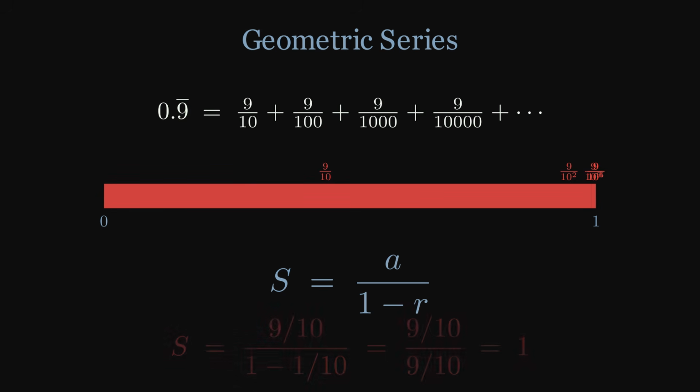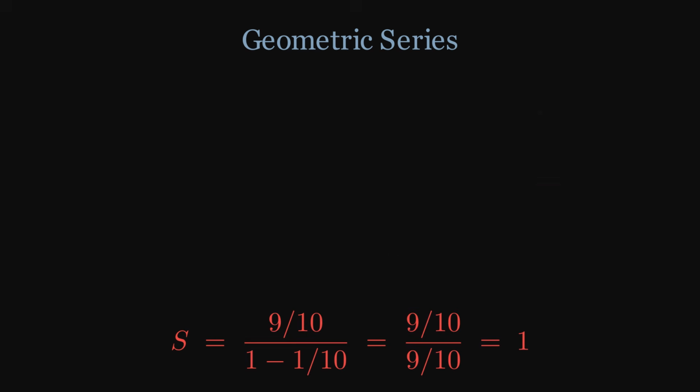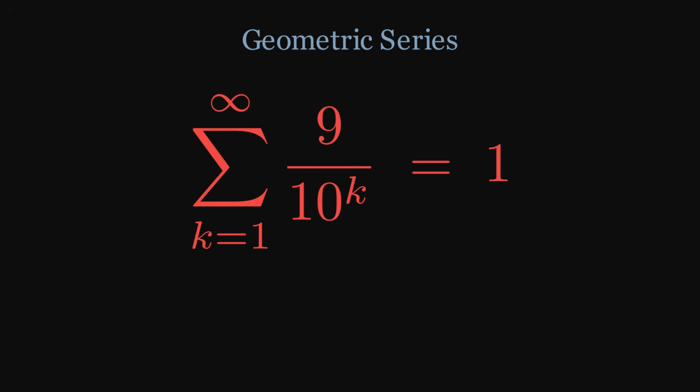Plug in our values. First term a equals 9/10, ratio r equals 1/10. So the sum equals 9/10 divided by 1 minus 1/10, which is 9/10 divided by 9/10, which is exactly 1. Sum equals 1. This is a rigorous proof. No hand-waving about manipulating infinite tails. We use the precise definition of an infinite sum, the limit of partial sums, and the standard formula for a geometric series. The conclusion follows by direct calculation.